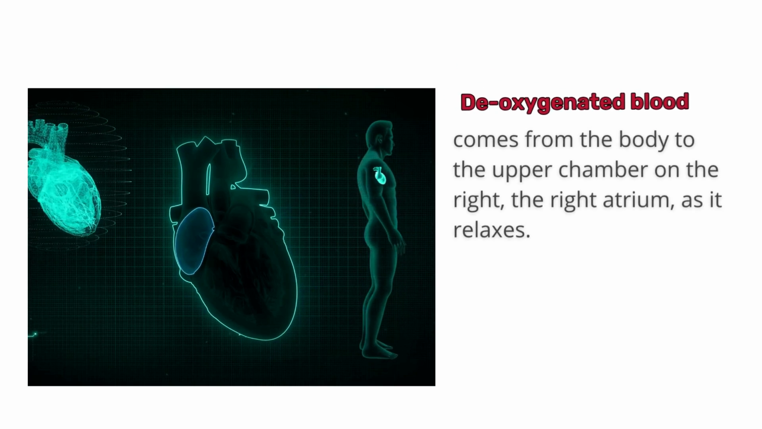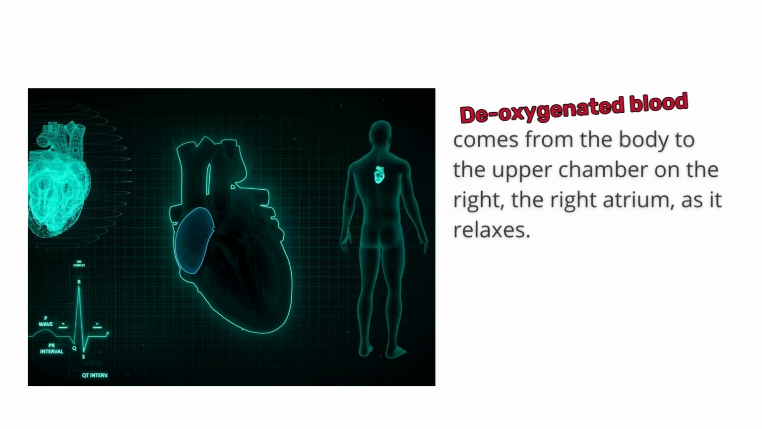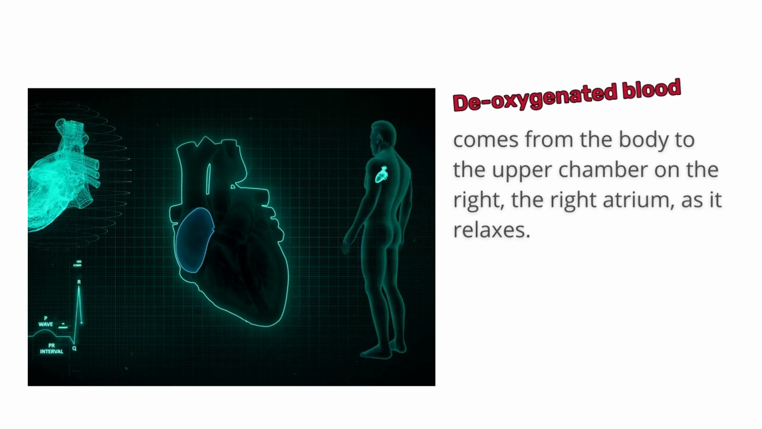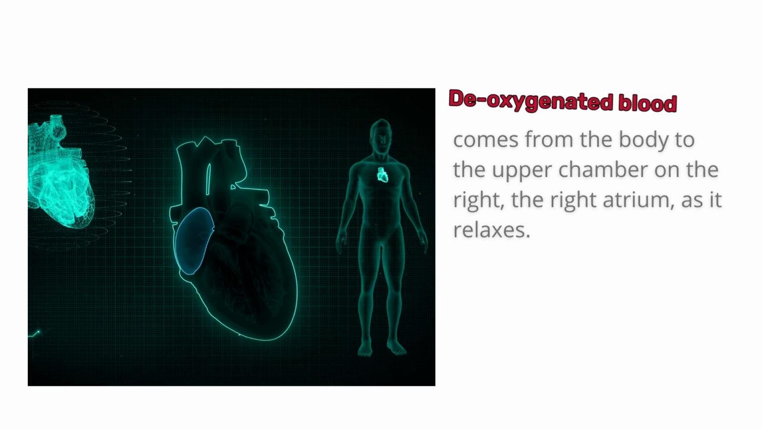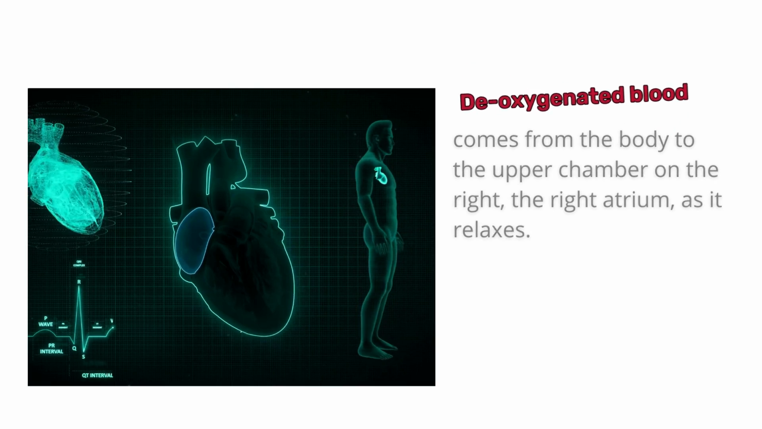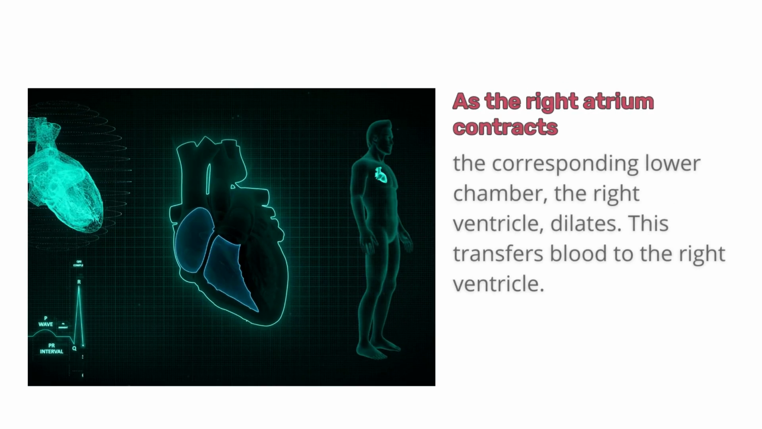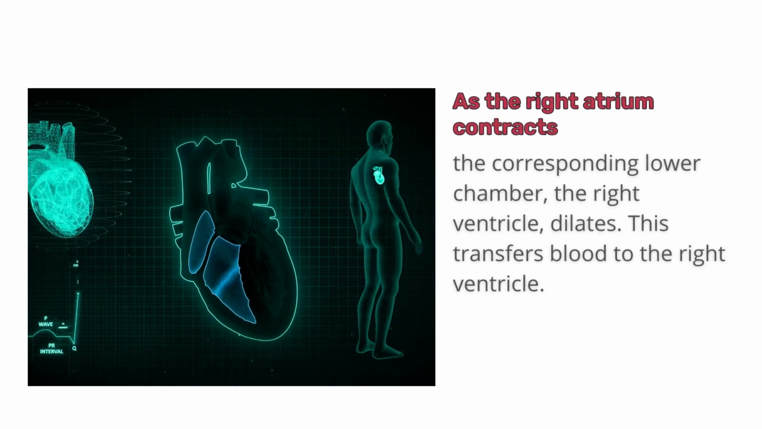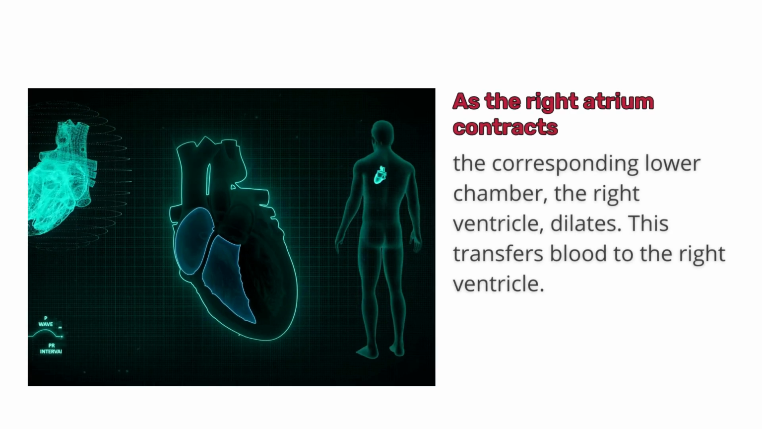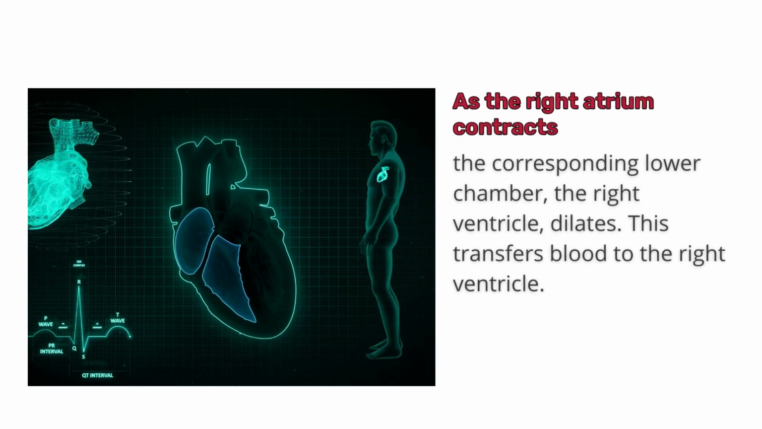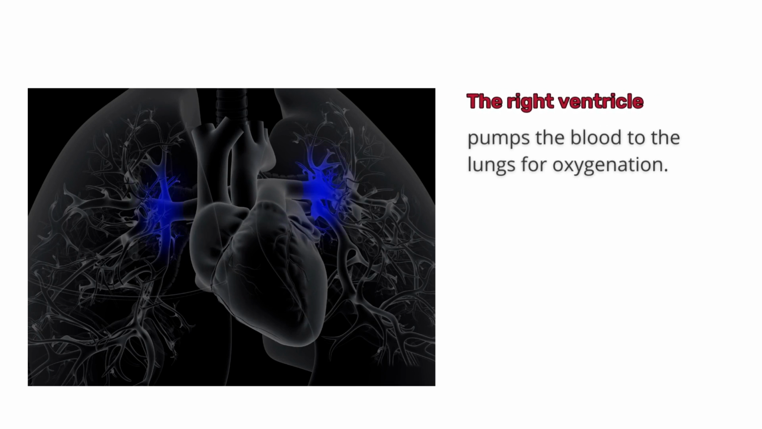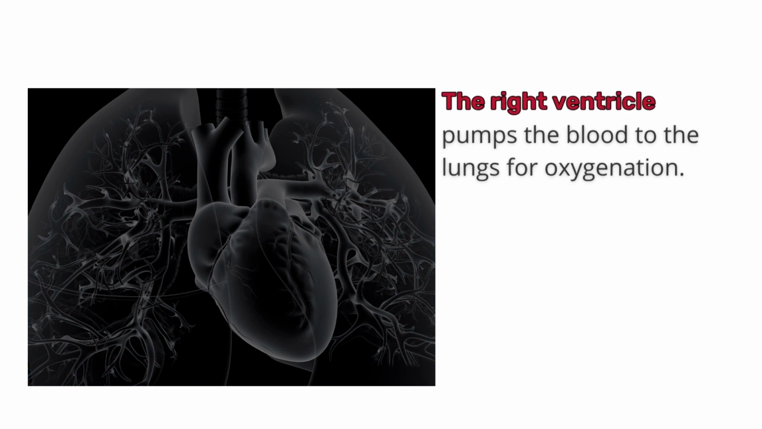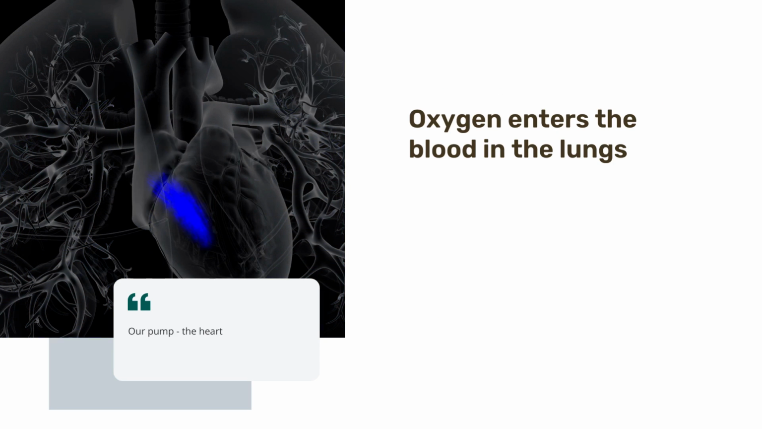Deoxygenated blood comes from the body to the upper chamber on the right, the right atrium, as it relaxes. As the right atrium contracts, the corresponding lower chamber, the right ventricle, dilates. This transfers blood to the right ventricle, which in turn pumps it to the lungs for oxygenation. Oxygen enters the blood in the lungs.